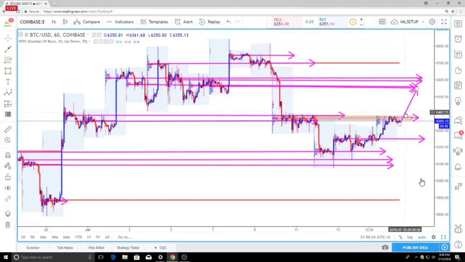But should it get above that, the next target zone I'm going to watch would be here to here. Okay. From there to there. You see where you trade to?